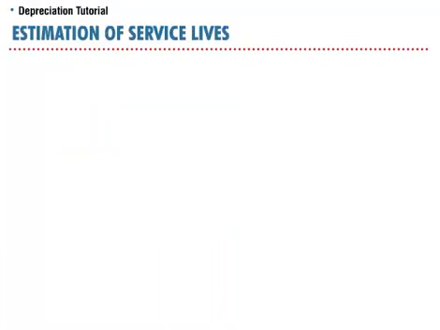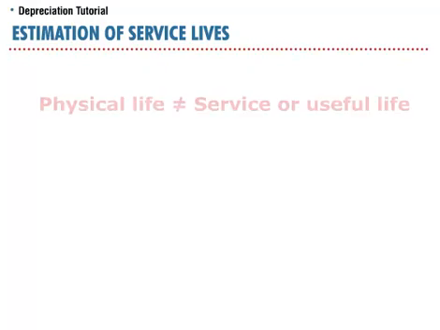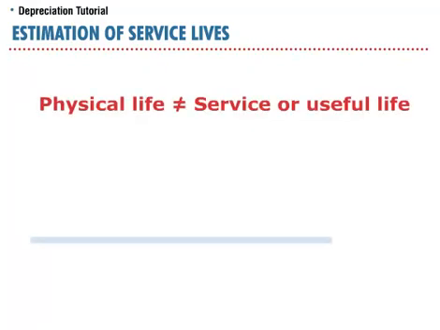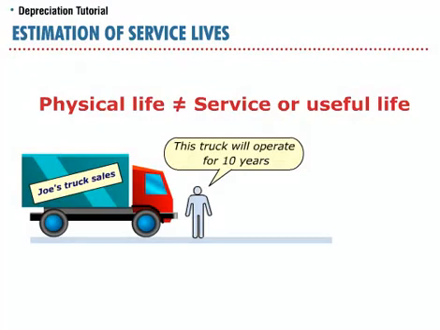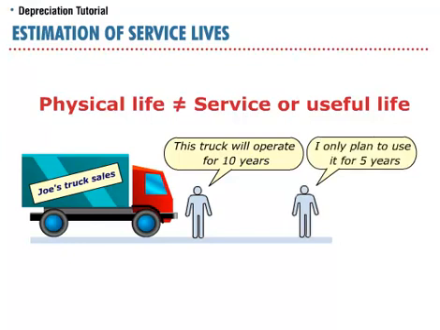The service life of an asset and its physical life are often not the same. A piece of machinery may be physically capable of producing a given product for many years beyond its service life, but the equipment is not used for all of those years because the cost of producing the product in later years may be too high. In accounting for the asset, we use the service or useful life.